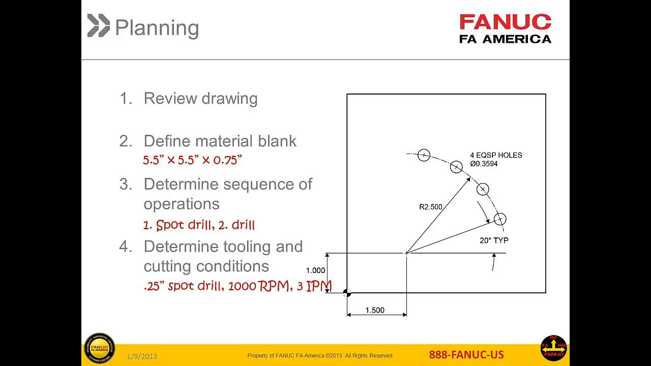We will start the holes with a quarter-inch spot drill at 1000 RPM and a feed rate of 3 inches a minute, and then drill through using a 23/64 drill at 1100 RPM, again at a feed rate of 3 inches per minute.